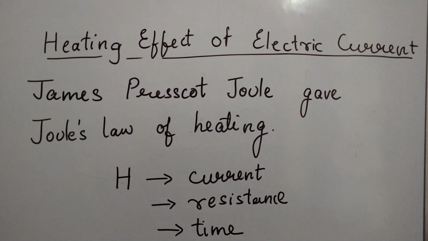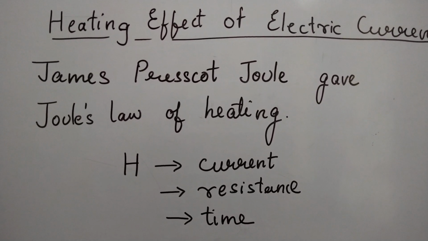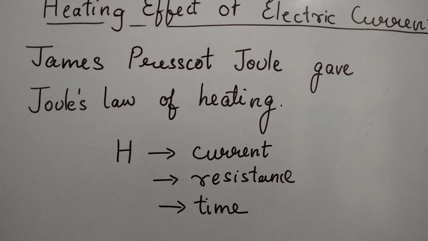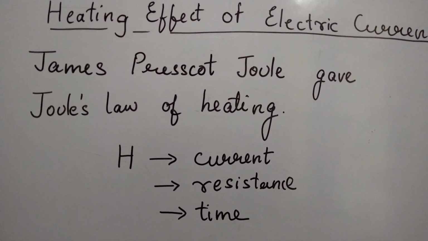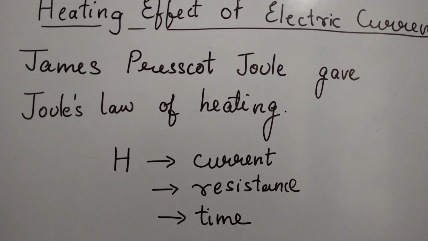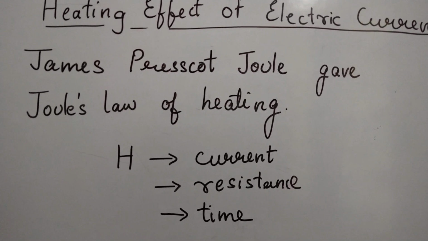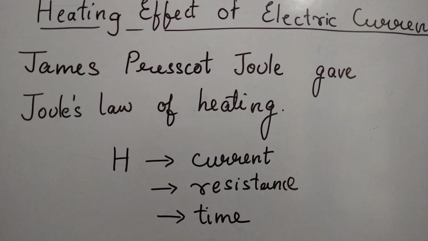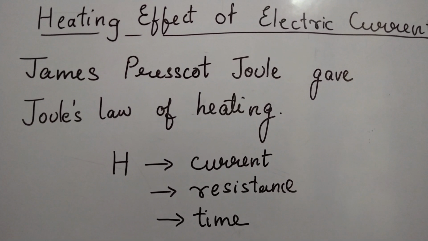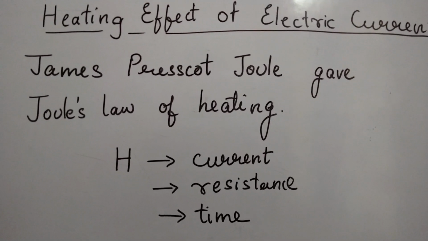James Prescott Joule gave Joule's law of heating. This heating effect depends on certain physical quantities. So what were the quantities that were told by James Prescott Joule? The heat H, which is produced in an electric conductor, is proportional to the current, that is the amount of current flowing through it. It is also proportional to the resistance, that means how much the conductor can resist the flow of charges through it. And the time, the more the time, the greater will be the heating effect.